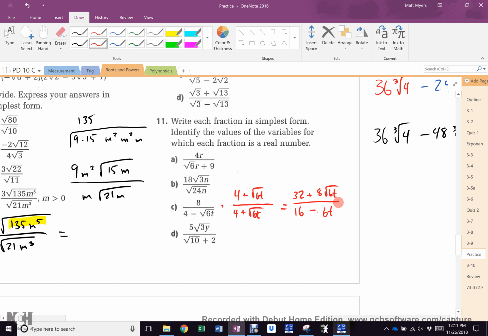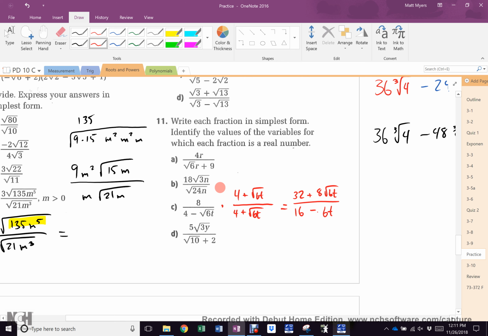Right? Yeah? I don't know what you're asking me, Catherine. How did you get it to 4 plus square root of 6t over 4 plus square root of 6t? That's the conjugate of this. So I am trying to get rid of the bottom here. So I have to multiply by 1.